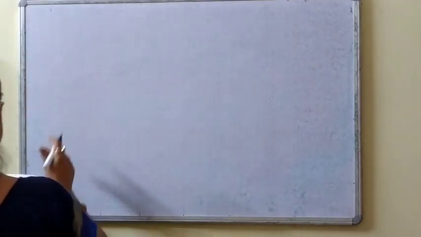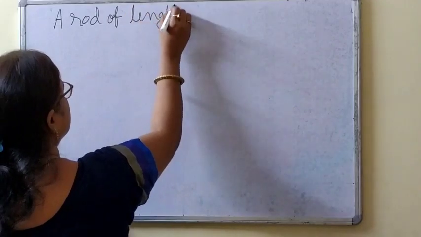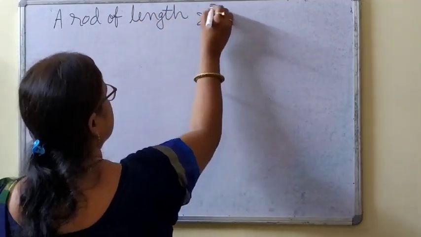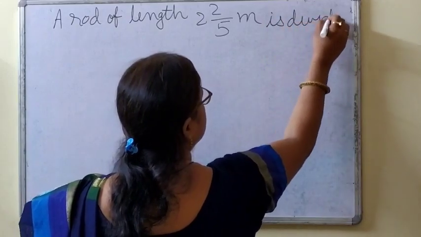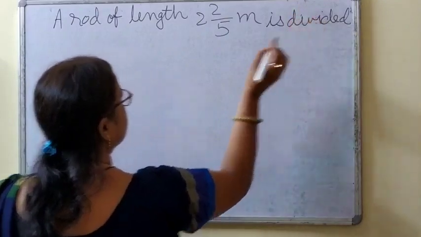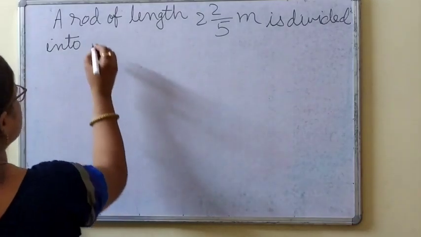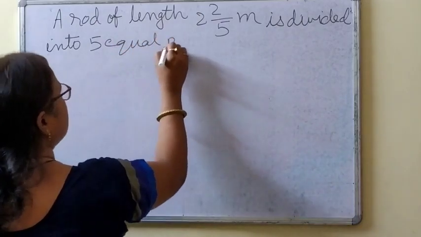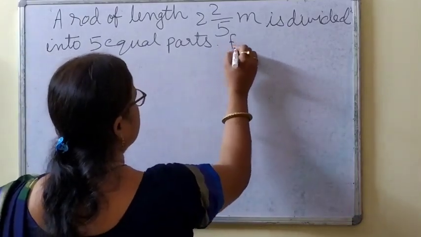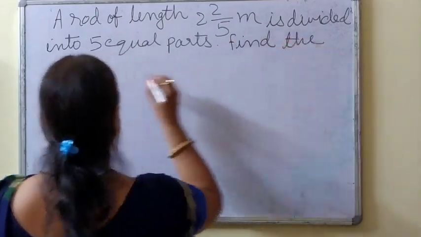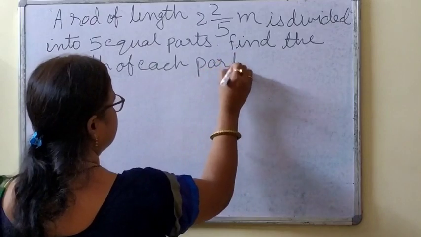Now the next question is: a rod of length 2/5 meter is divided into 5 equal parts. Find the length of each part.